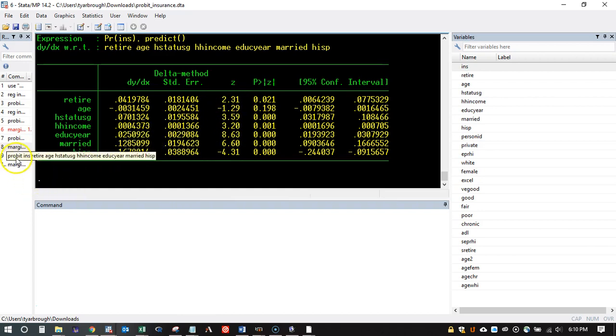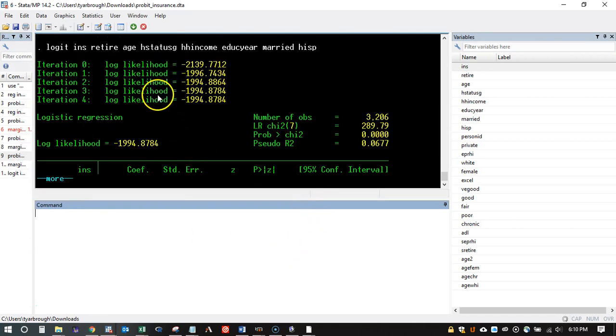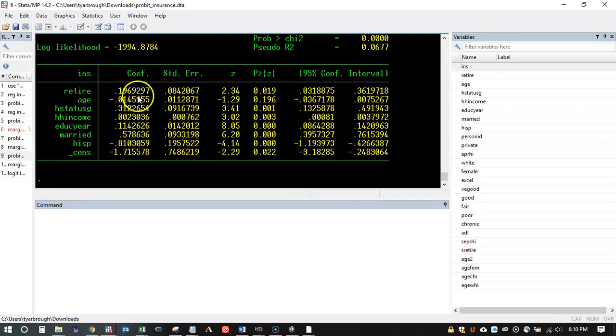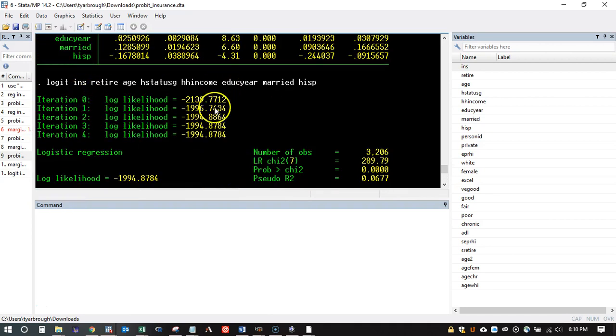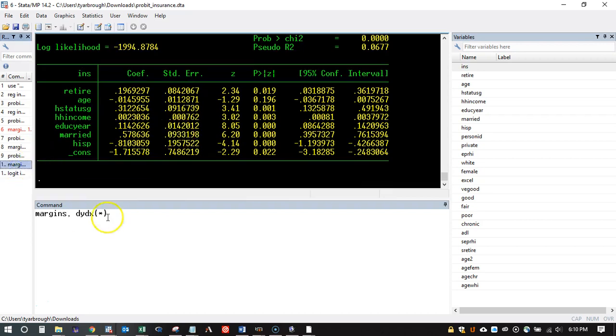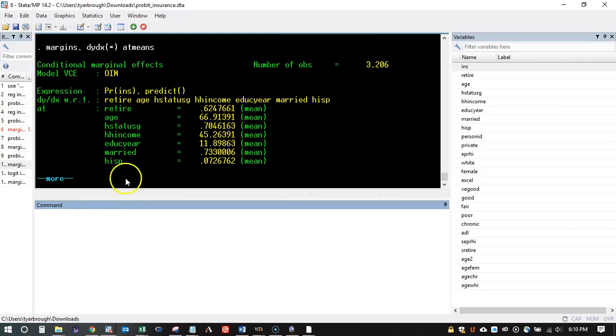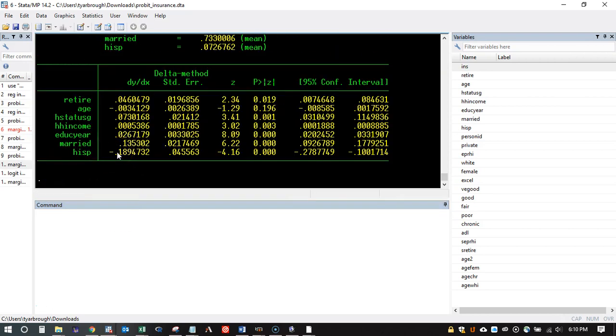Okay, so now what we're going to do is we're just going to run that same model, but instead of a Probit, we'll run it as Logit. Again, it goes through the same log likelihood iteration technique, and you'll see that the results are very similar. Again, just like the Probit, we cannot directly interpret these Logit results. So again, we use the margins command. And we see we have very, very similar results, all right, to the Probit results.